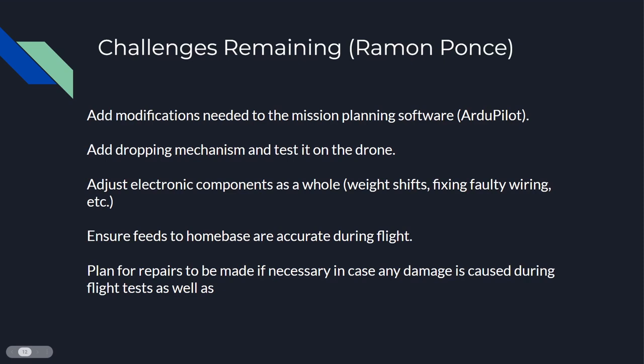All right, for the final challenges remaining, Sebastian covered it a bit, but we have the tail of the drone that needs to be adjusted to increase in size. Other things we need to do are add modifications to the mission planning software, add the dropping mechanism into the drone and then test it, adjust any of the electronic components to shift weight or fix the wiring, and then ensure that the feeds are going through into the home base and displaying everything we need to display.